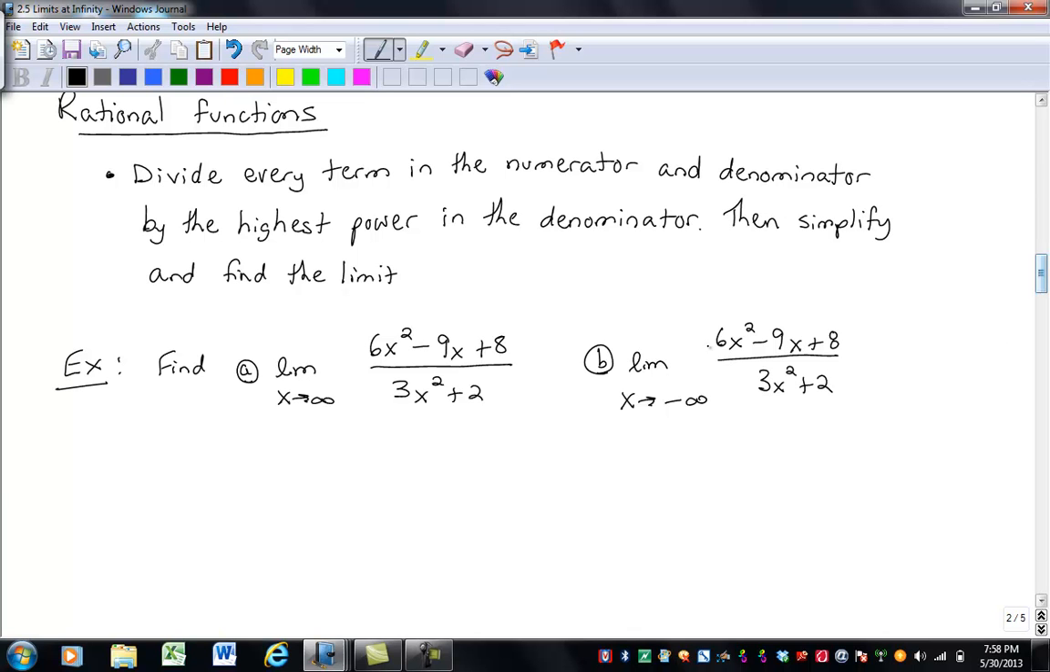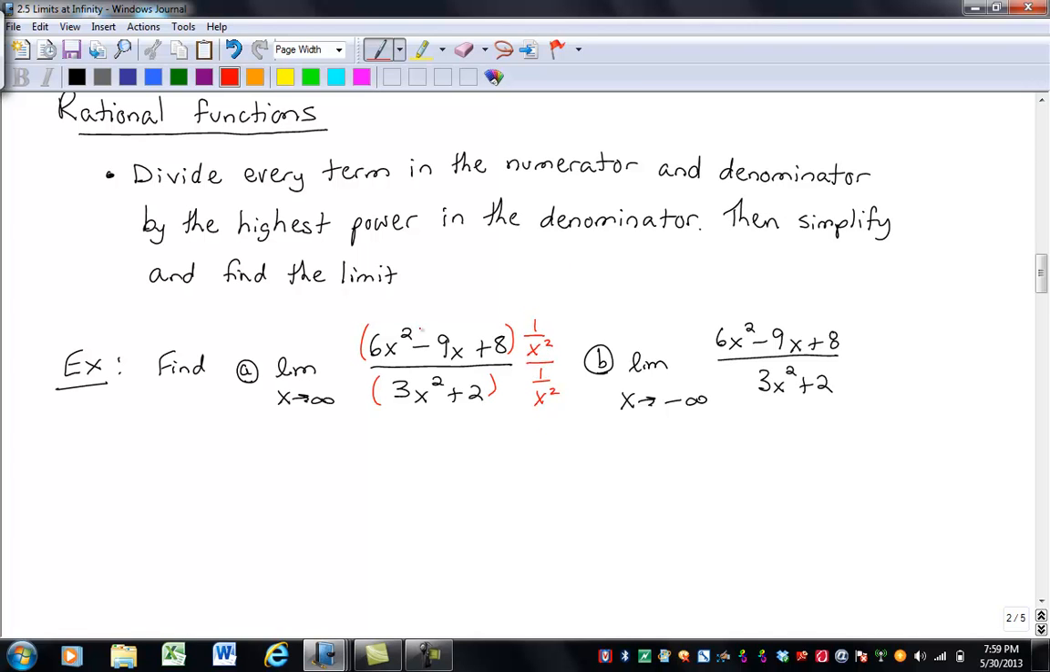So here I have the same function. X is just going to positive infinity in A and negative infinity in B. So let's really look at what happens when I divide the top and the bottom by the highest power in the bottom. This function, the highest power in the bottom, is x squared. So what I'm doing is multiplying the top and the bottom by 1 over x squared. In effect, that's what I'm doing. 1 over x squared divided by 1 over x squared is just the number 1. So I didn't change anything by doing that.